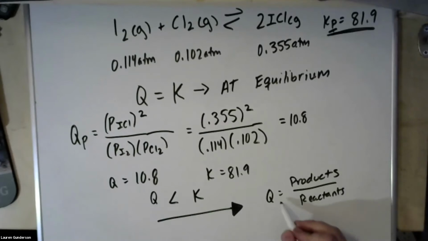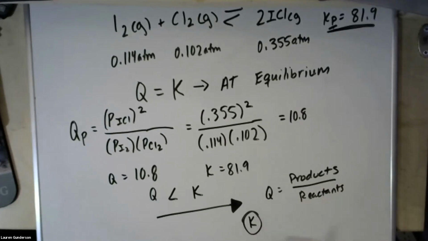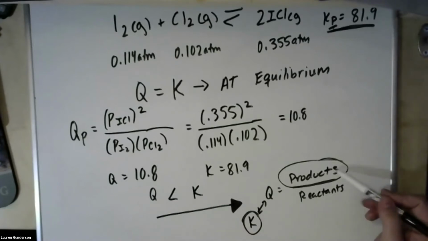So I want my Q value to equal this K value, right? This is my goal, is to get it to equal. That's when we're at equilibrium, when Q equals K. So if my Q value is too small, how can I make it bigger? I can make my numerator bigger. If my numerator gets bigger, then the whole number gets bigger.